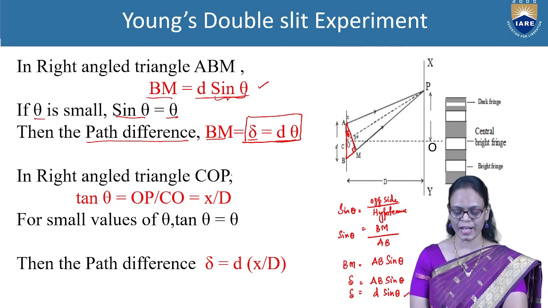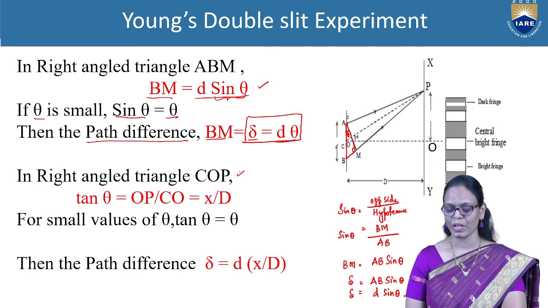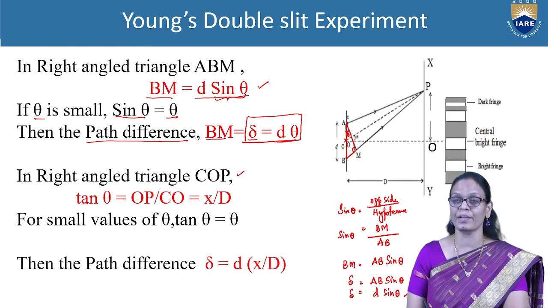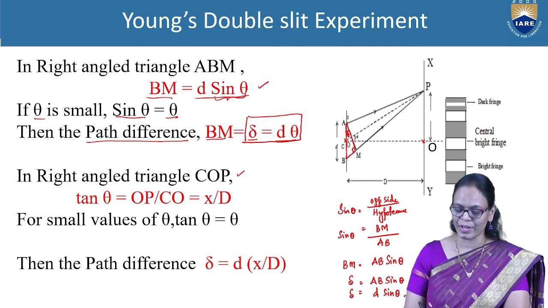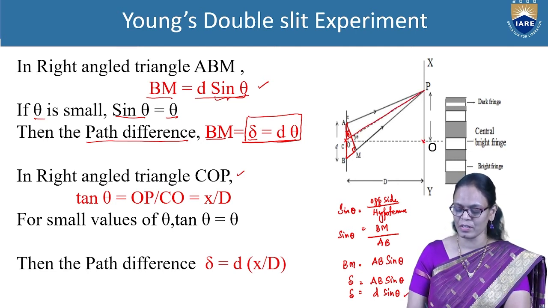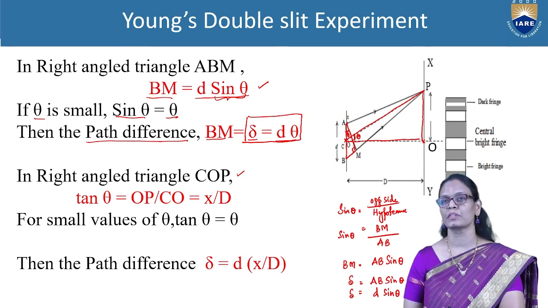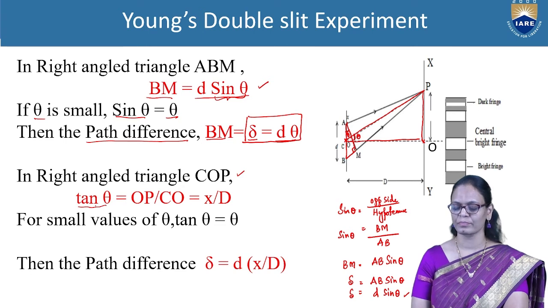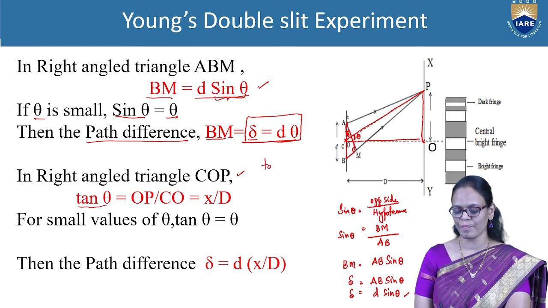Now consider the right angle triangle COP. C is the central point here on AB. O is the central point on the screen. Now we are going to consider this triangle COP, and this angle is theta from the geometry of the figure. Now how do we write tan theta? Tan theta is opposite side upon adjacent side.